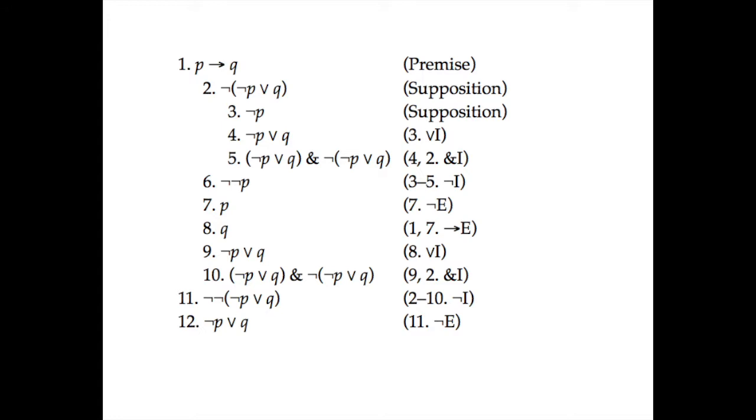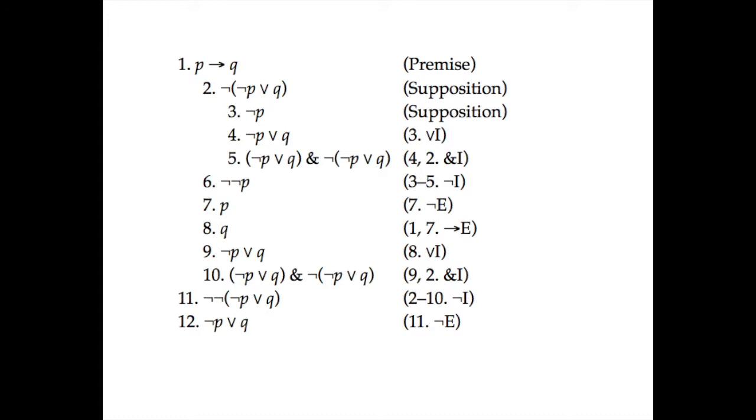And we already did a proof that shows you how to handle a situation where you have a not sign on the outside of a disjunction. So we're just going to start out following that proof. On line 3, we're going to suppose not P. On line 4, that gives us not P or Q by or introduction. And you can see that line 4 contradicts line 2. So on line 5, we write down the contradiction.